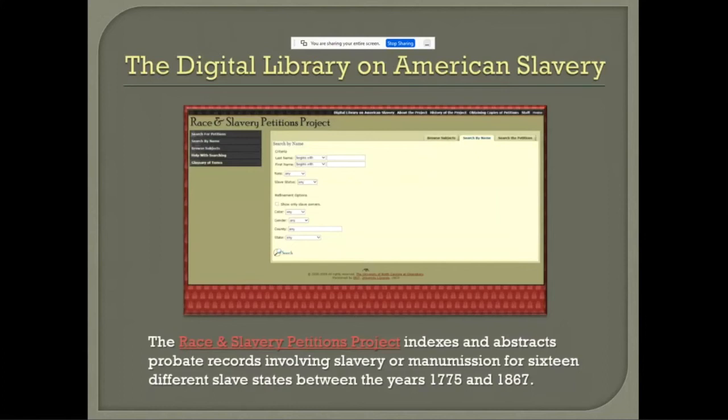This is a really fascinating one. The Race and Slavery Petitions Project, you can just Google that. It is a collection of basically slaves suing their owners for emancipation. Like the owner told the slave, on such and such a date, I'm going to set you free, and then doesn't. And now the slave has to petition the court to be emancipated.